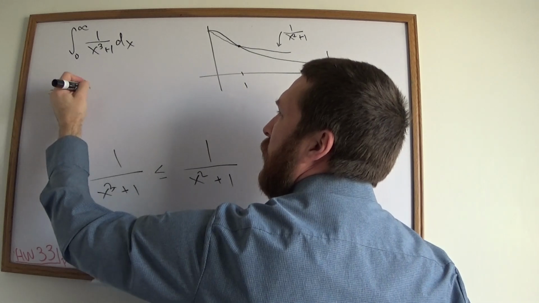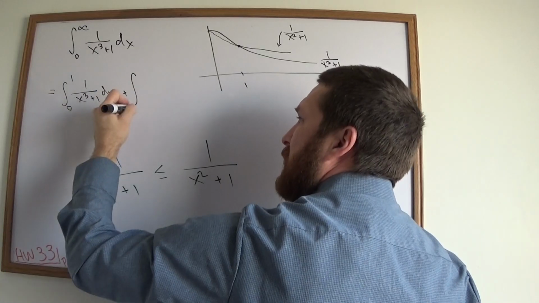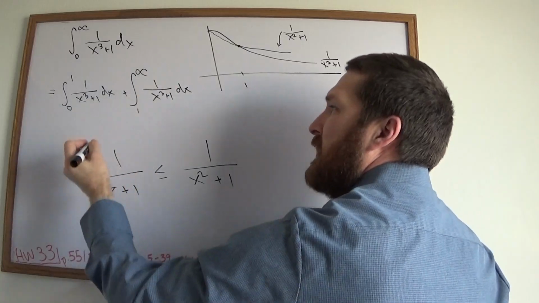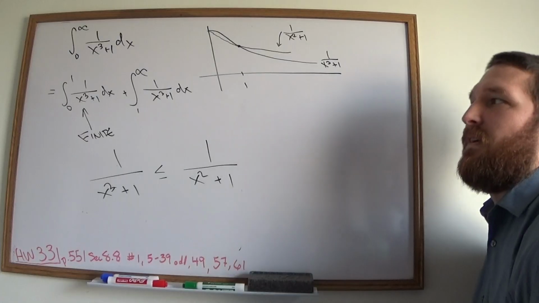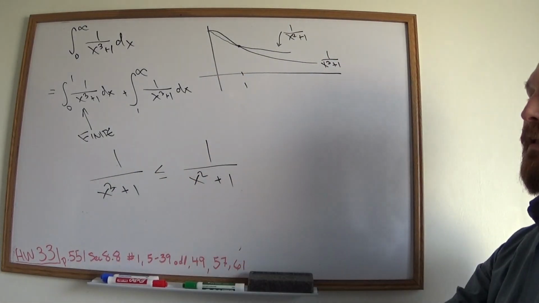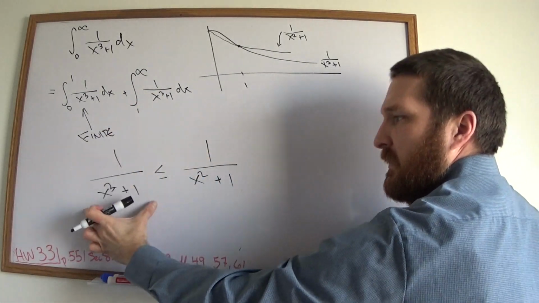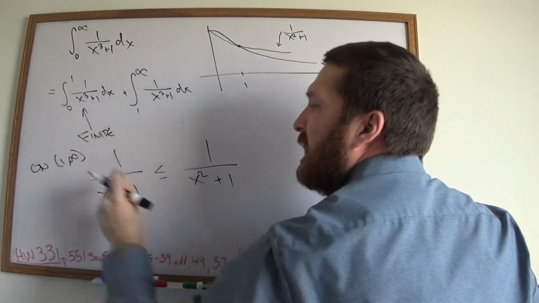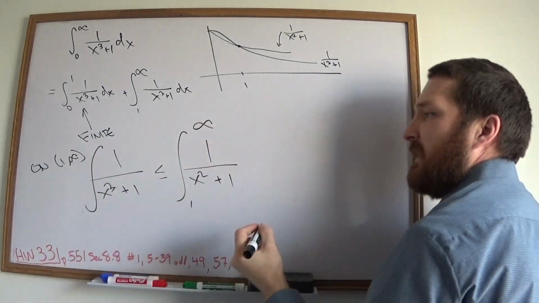From 0 to 1, the integral of 1 over x cubed plus 1 dx, plus the integral from 1 to infinity of 1 over x cubed plus 1 dx. The first part is obviously finite. There's no division by 0 or anything like that, so this is finite. So now we could just work with the second one, on 1 to infinity, this is true.